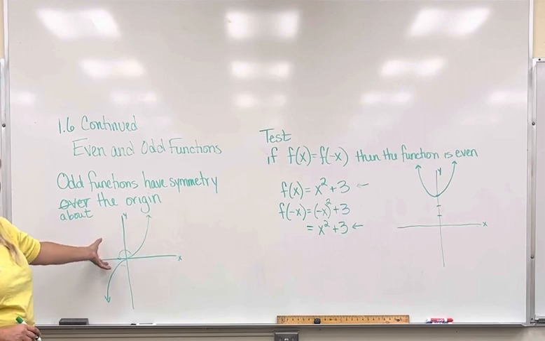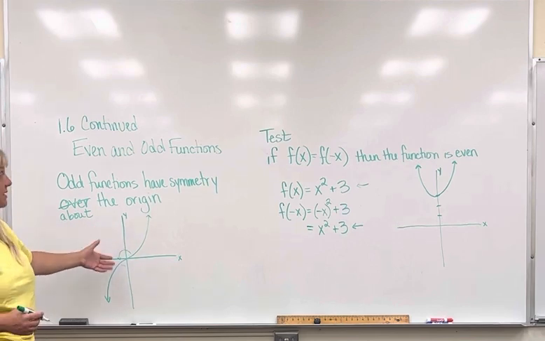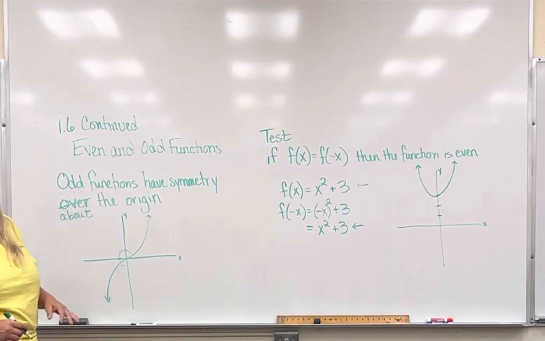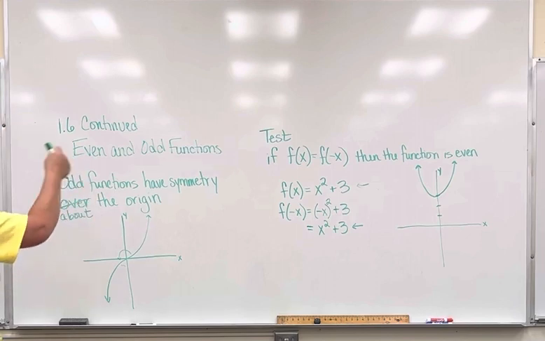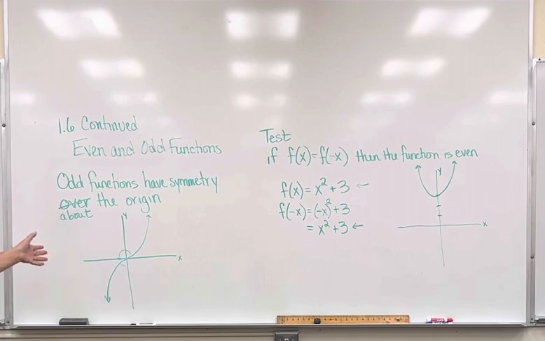And if it looks the same after 180 degrees, then it's what we call odd, or has symmetry about the origin. So another way to think about that, if this is on your paper right now, just take your paper and turn it upside down. Does the graph look the same? And it should. Turn it upside down, it should look the same.